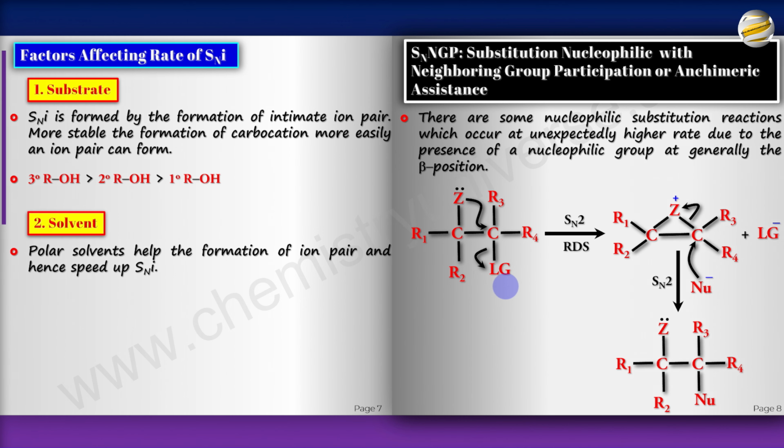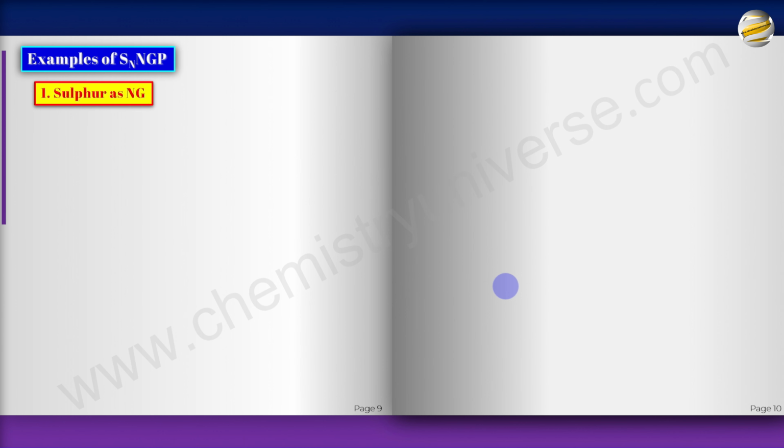So now let's look at examples of SNGP, real examples, where I'll give you each element acting as a neighboring group. First comes sulfur as a neighboring group. So this is a compound. Br is the leaving group. Sulfur, as you can see, is in the beta position. Now generally it is beta, not always necessary. Remember, the sulfur and the Br have to be oriented anticoplanar. Only then will the first SN2 happen.